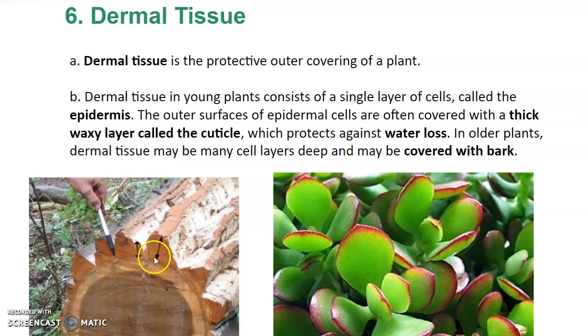Some dermal tissue, like on this tree, this bark is very, very thick, but irregularly, but thick. Some plants have a very waxy, thick dermal tissue, the epidermis, like this jade plant, and it has a covering on that epidermis called a cuticle. It's waxy and protects the plant from losing water. Okay, so there's different kinds here of this dermal tissue.